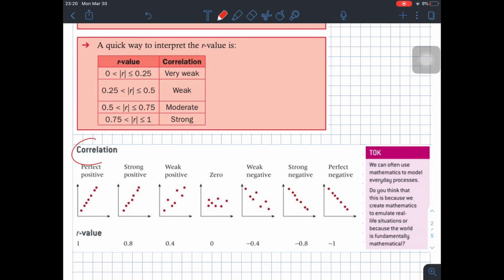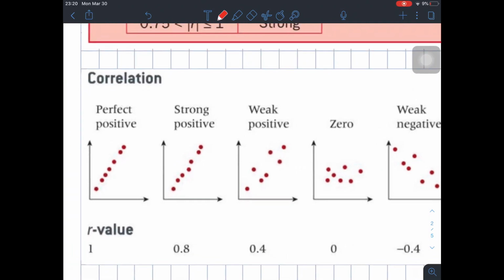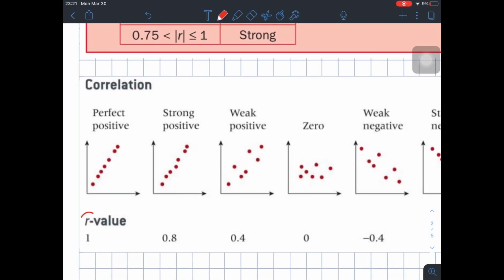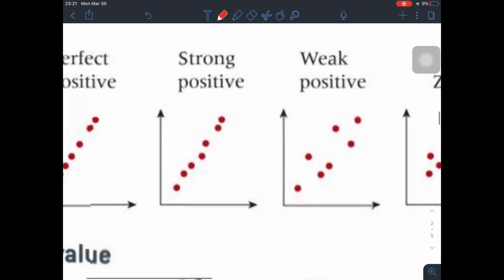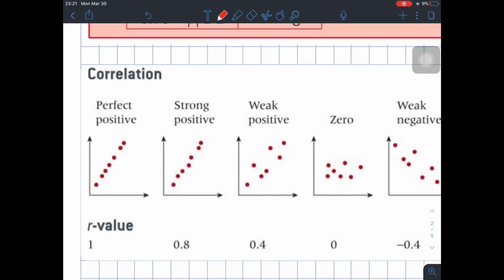Okay, so correlation. These are different examples of scatter plots and their respective r values, just for you to visualize how the scatter diagram looks depending on the r value, okay? So in the first case, if we have a perfect positive linear correlation where the r value is 1, we should be able to see points that are aligned into a perfect line, okay? Then strong positive, r is 0.8, for example. So you see that the points are kind of aligned, but there's some spread between the points, right? It's not a perfect straight line.